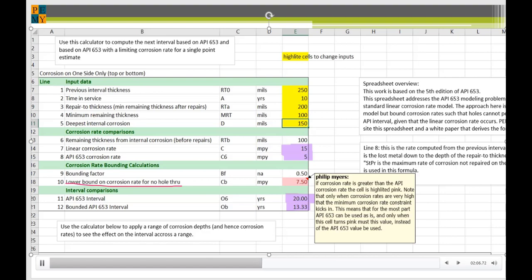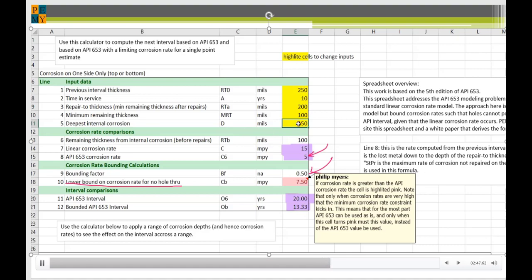Let's now boost this up to 150 mils of corrosion. Now we see that this cell here has turned pink. The cell has turned pink, 7.5 mils. That means that this is greater than the 653 corrosion rate, and the bound on corrosion should be applied. That results in a life of 13 1/3 years instead of the API 653 corrosion rate life.